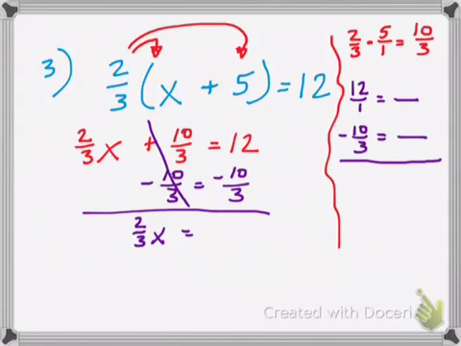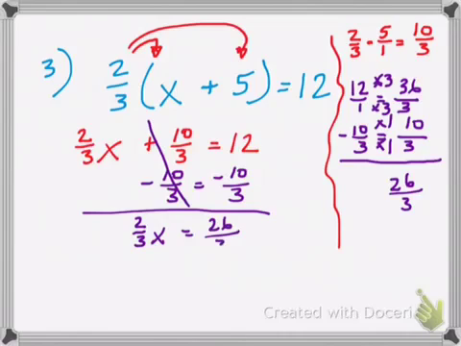My least common denominator I know is 3. So then I know 1 times 3 will give me 3, so 12 times 3 will give me 36. 3 times 1 gives me 3, so 10 times 1 gives me 10. Then I can subtract. 36 minus 10 I know is 26/3. So jump back to my equation, 26 thirds. Then my last step, divide by the coefficient. So I divide both sides by 2 thirds.